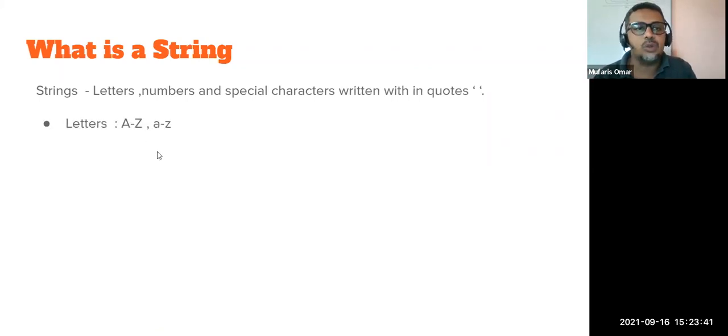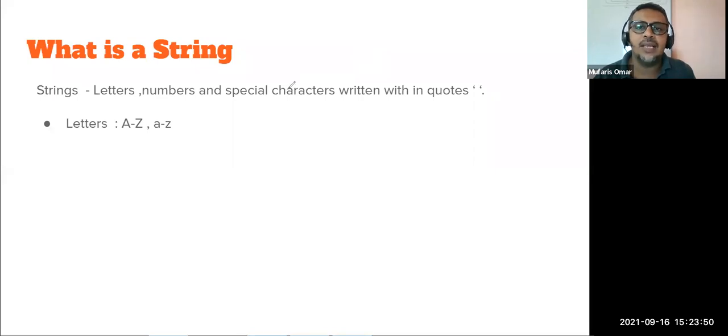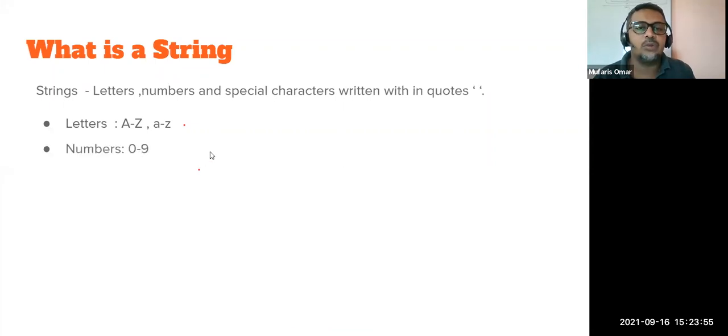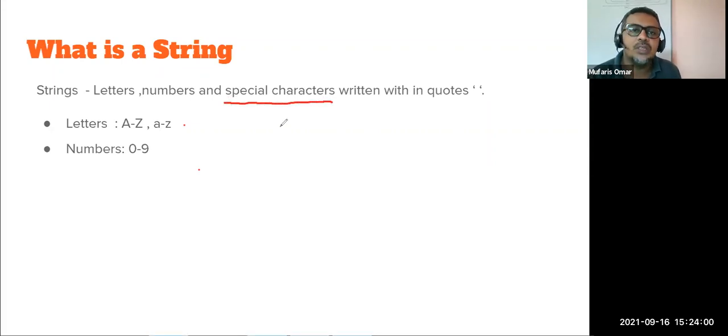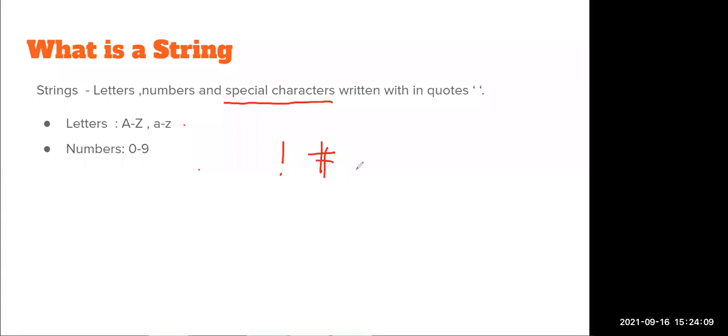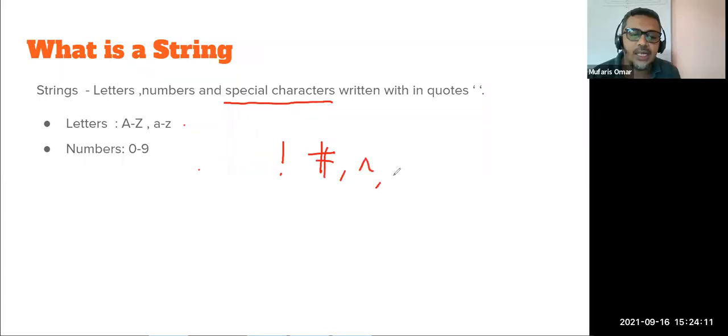Letters: you can write letters A to Z, small a to small z, or capital A to capital Z. Then numbers. Numbers mean 0 to 9. So what are special characters? Exclamation mark, hash, or you can say and sign. All these are special characters. Dollar sign, all are special characters.